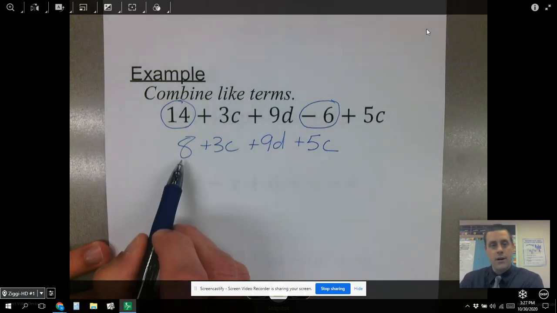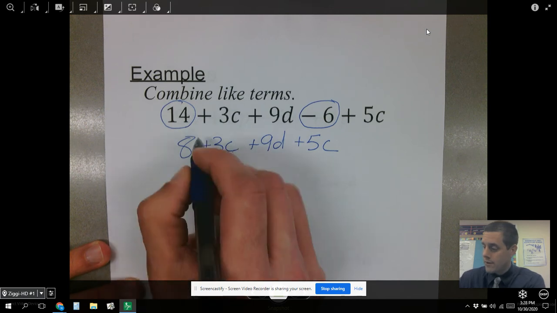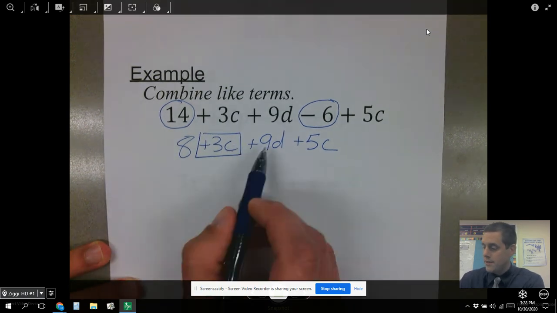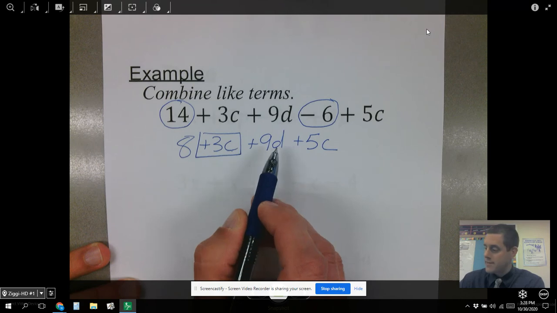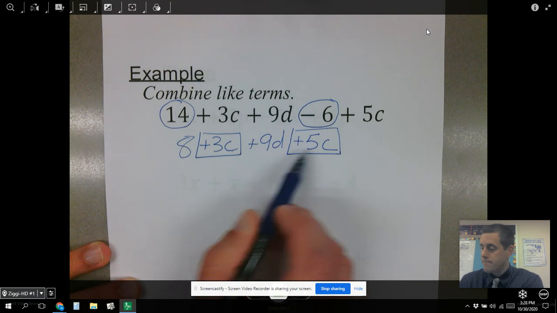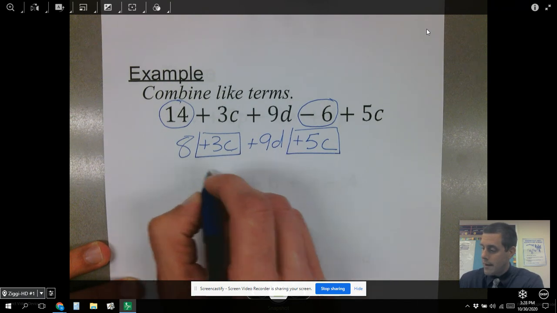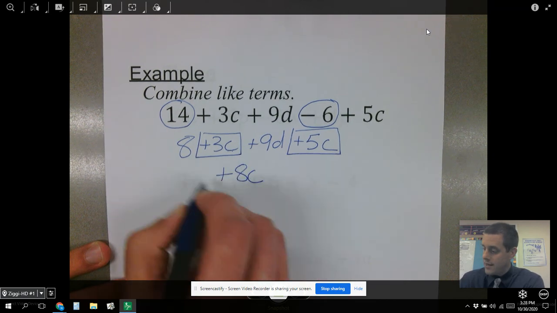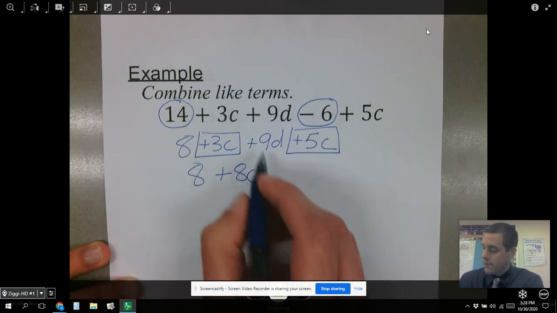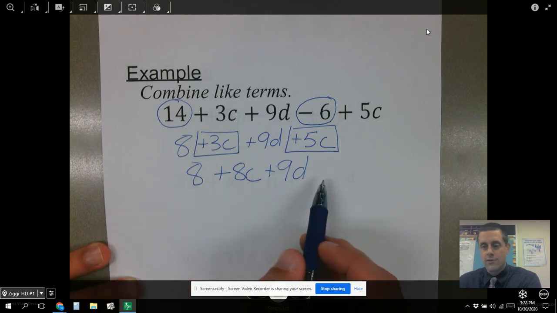I don't have any terms that are like the 8. So now I'm going to combine any terms that have a variable c and a power of 1. So I have a positive 3c. 9d cannot be combined with it because it has a different variable, but I can combine it with a plus 5c. So if I have 3c and I add 5c to it, that is a total of positive 8c. I can bring down my 8 from before and my 9d. I have 8 plus 8c plus 9d. None of those terms are like. None of those terms share a variable.